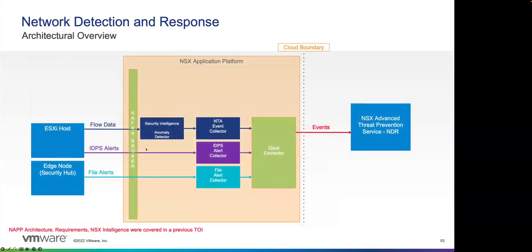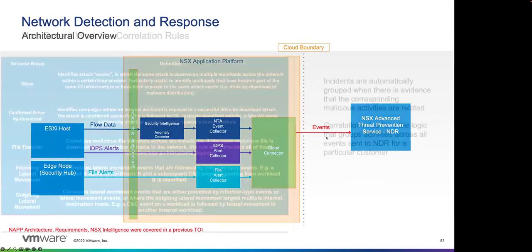Network detection and response. Again, what we are looking for here is the flow data from the ESXi hosts. We are looking for IDS, IPS alerts, file alerts, and the Kafka broker. Security intelligence goes to the NTA, event collector, IDS, IPS collector, file collector, and the cloud connector. The only thing in today's version that goes past the cloud boundary is those malware files, to look out for NSX malware detection.